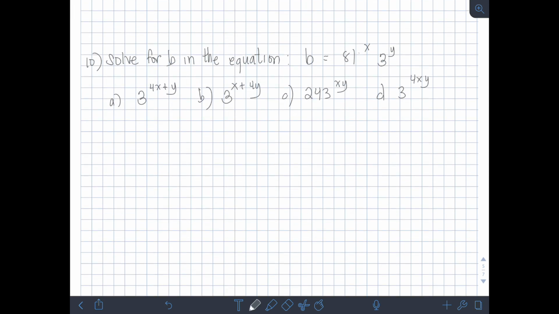Okay? Next we have solve for B in the equation B is equal to 81 raised to X times 3 raised to Y. Okay, so ganun pa rin. Let X natin ay 2, Y natin ay 3. Then substitute natin dito sa expression. Tapos dito rin sa mga choices, substitute natin yung X na 2 tsaka Y na 3 sa lahat. Then kung anong magkapareho ng sagot dun sa original expression, then that's the answer.